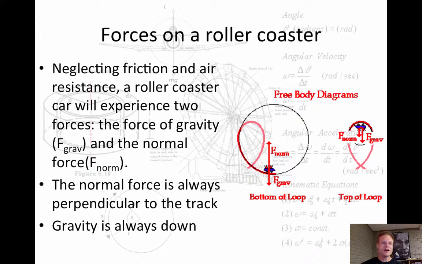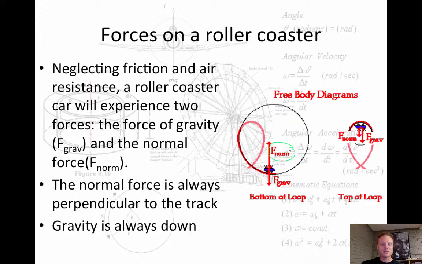Anyhow, looking at the forces on a roller coaster, there actually aren't all that many because we will, for the most part, neglect friction and air resistance. If we ignore friction and air resistance, a roller coaster will experience two forces: the force of gravity, which always points down, and the normal force, which is always perpendicular to the track. It just depends on where you are in your car in terms of what direction the normal force points. And you can see here, at the bottom of the loop, the normal force is very large based on how big this arrow is compared to the force of gravity.